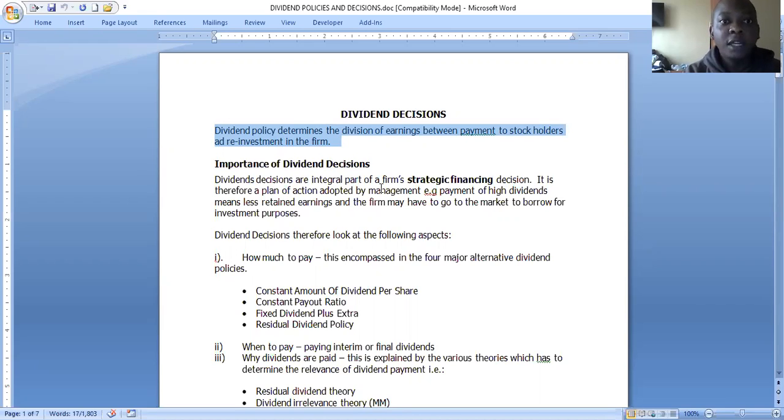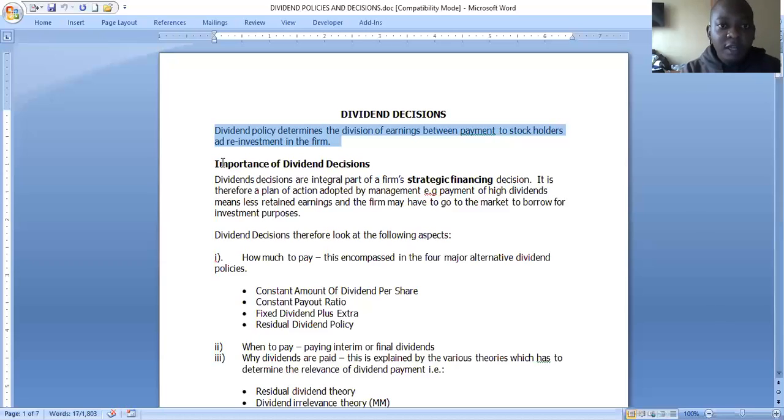So therefore, dividend policy determines the division of earnings between payment to stockholders or the shareholders and the investment of profits in the firm. So the key role of a financial manager in this decision is to keep a balance between the dividend needs of the shareholders and the growth needs of the firm.